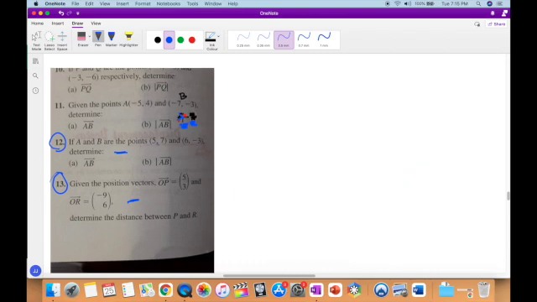All right. So I have A and B. A is (5, 7), and B is (6, -3). So let me draw a sketch. 1, 2, 3, 4, 5. 1, 2, 3, 4, 5, 6, 7. So A is about here, (5, 7). And then B is 6, then -3. So B is down here. And so we have the vector AB going like this.